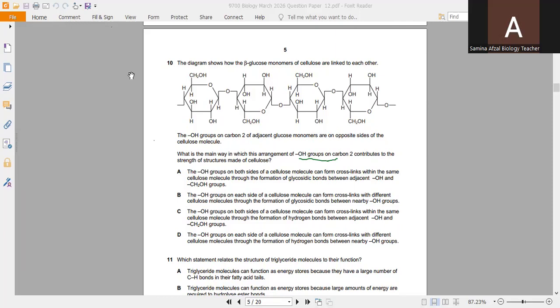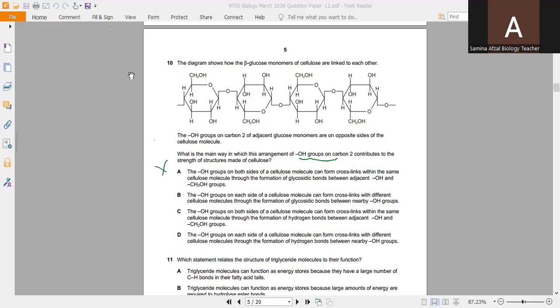First of all, I would like to go to option A. The OH groups on both sides of the cellulose molecule can form cross links within the same molecule through the formation of glycosidic bonds between adjacent OH and CH2OH groups. This is incorrect because it states the cross links are formed by glycosidic bonds. Glycosidic bonds only link individual glucose units together within the same chain, not between different chains. So A is not a correct option.